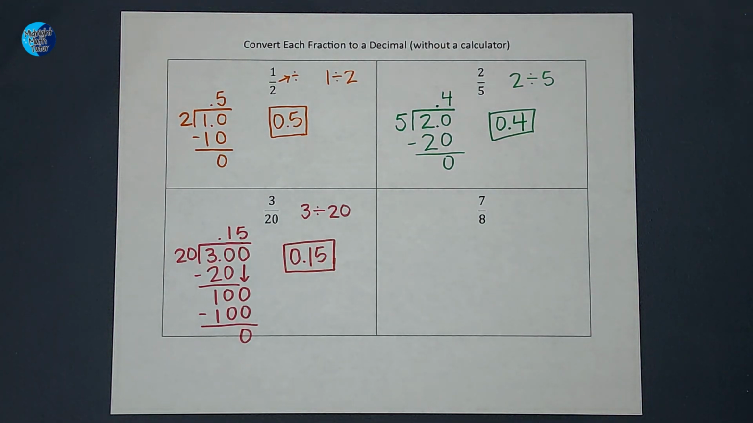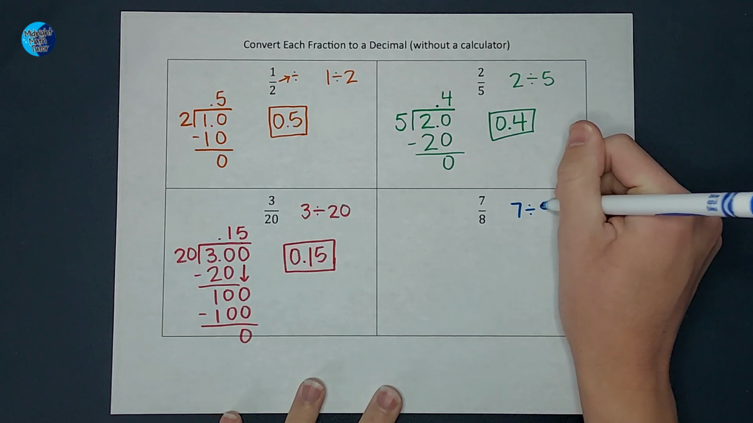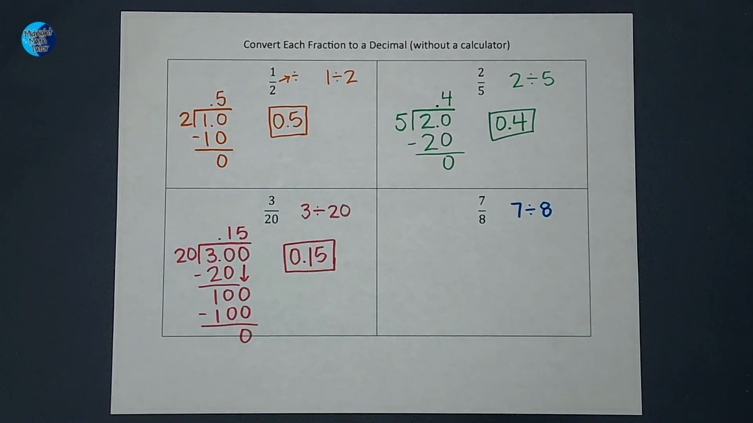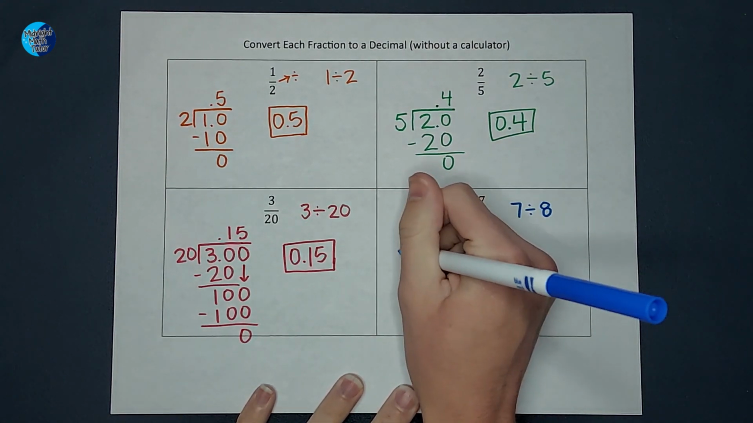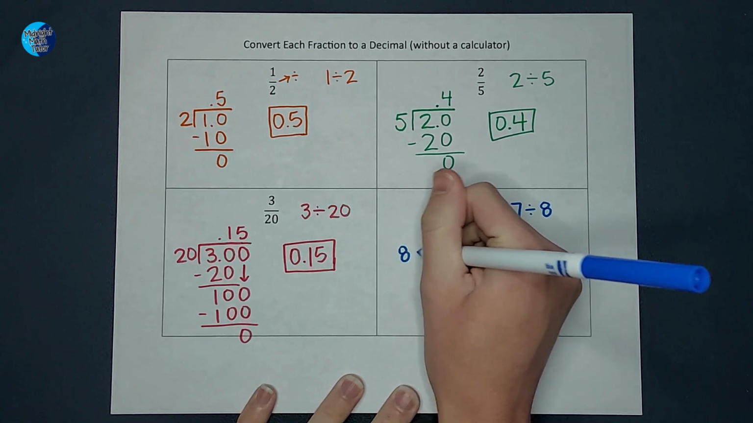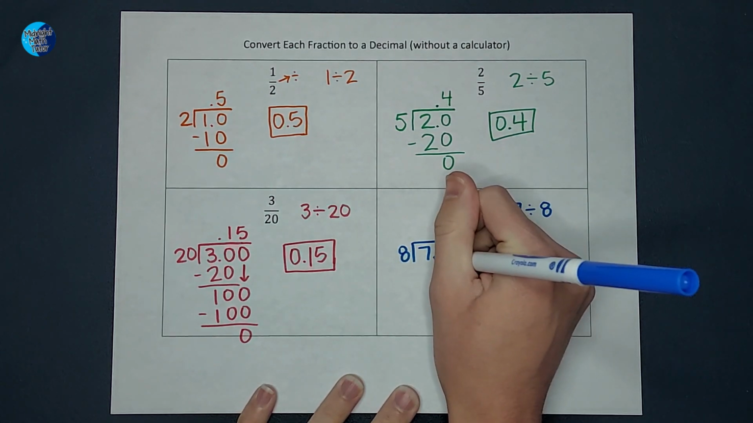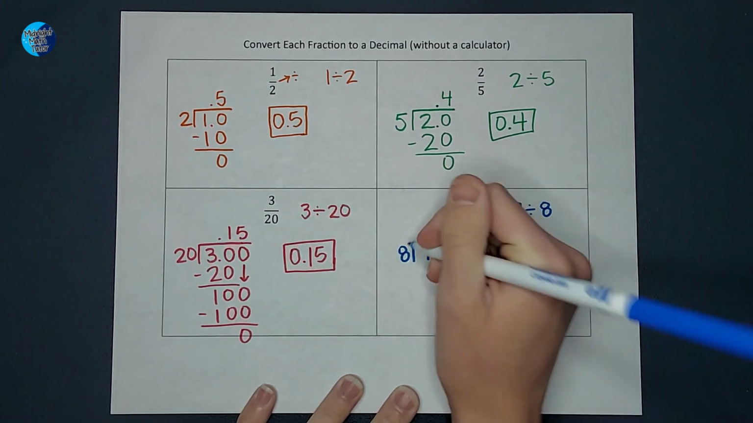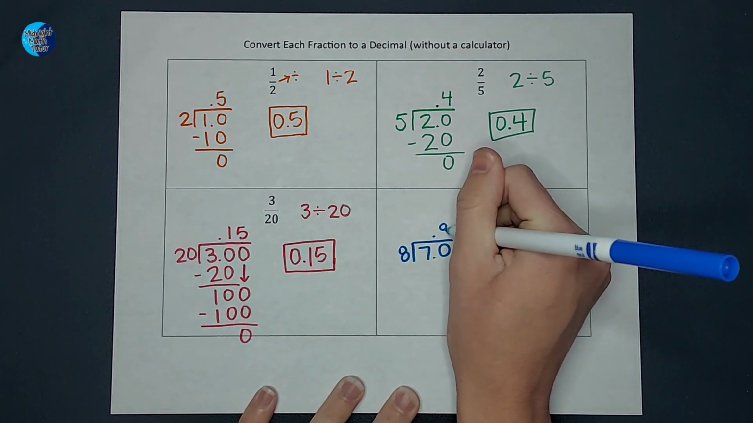All right, one more. What is 7/8 as a decimal? This means 7 divided by 8. So by the way, if you are allowed a calculator, just put that in your calculator. But if you're not, that's what we're doing. So I'm asking myself, how many 8s are in 7? Well, 8 doesn't go into 7, so I'm going to add 0.0 and make sure I add the decimal up there. 8 goes into 70 8 times.